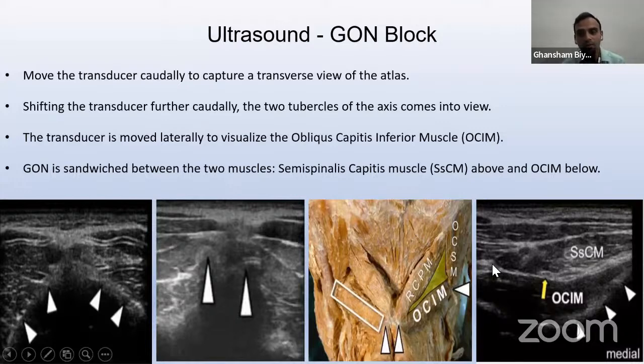At that particular point, you are going to identify two important muscles. The top muscle is called semispinalis capitis, whereas the inferior muscle is called the obliquus capitis inferior muscle. And exactly between these two, you will find your occipital nerve sandwiched between the two. And then you can do either an in-plane or out-of-plane block to block this nerve.